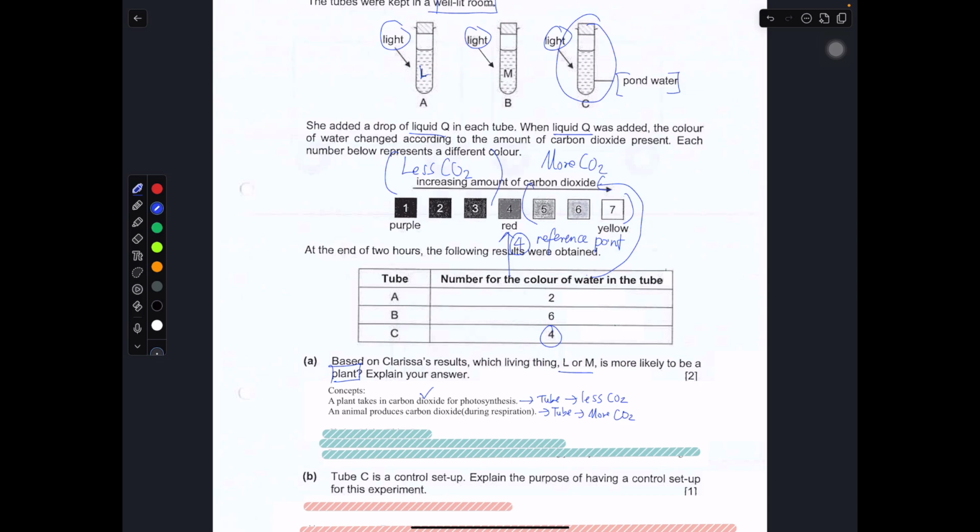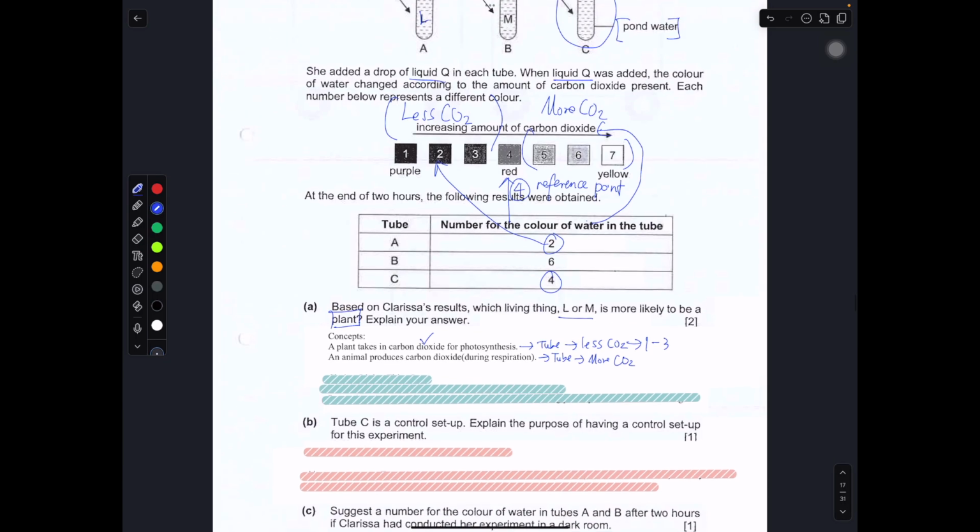So using this idea, you take a look. A got 2, so match here. So this one is 2. Okay, this one will be 1, 2 or 3. For the tube with the animal, it must be 5, 6 or 7. Because 4 is the case if you don't put any living thing, the amount of carbon dioxide after 2 hours will still remain as 4, because there is nothing produced, nothing being used up.